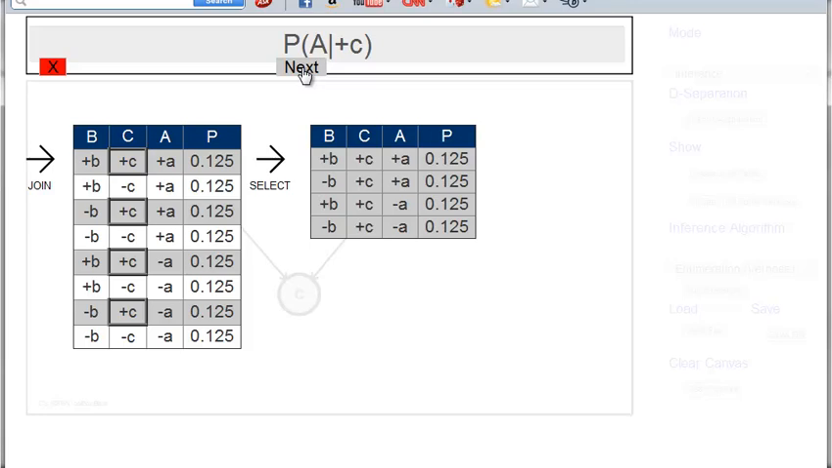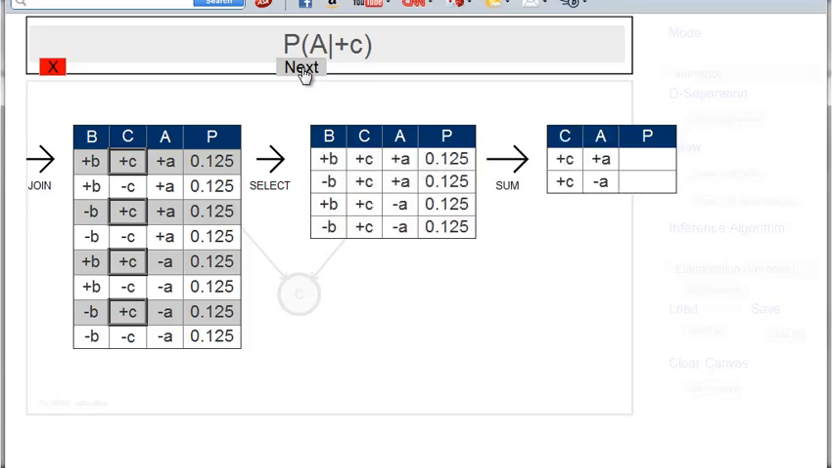After we selected those, we then say, let's sum them together. By summing out, what do we do here? We look at the hidden variable B, and we sum out over it. What does that mean? We're interested in just A and C. We look for every possible combination of A and C. That's plus C plus A and plus C minus A. And all entries consistent with this are being summed together and put into that row there.